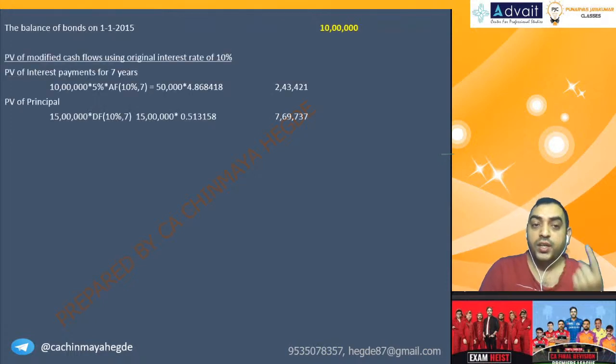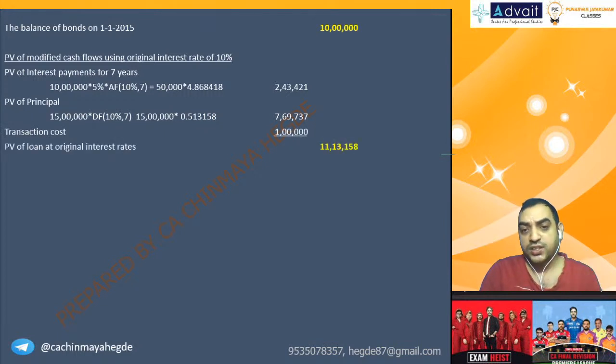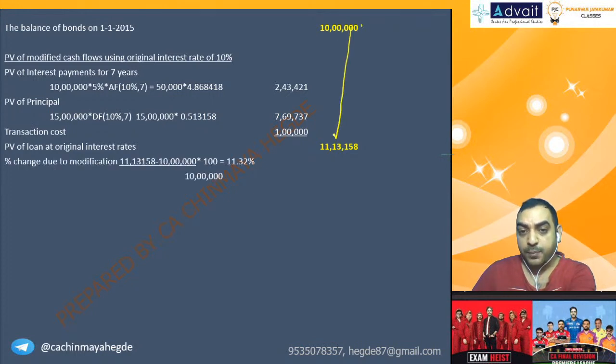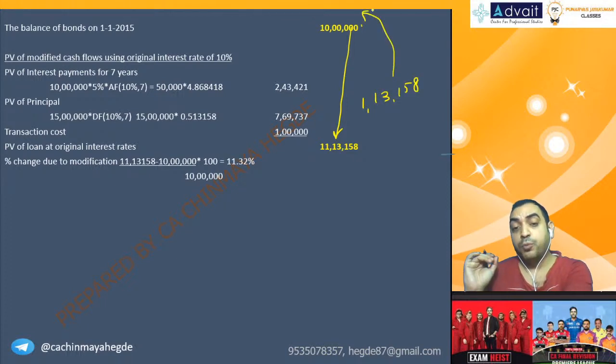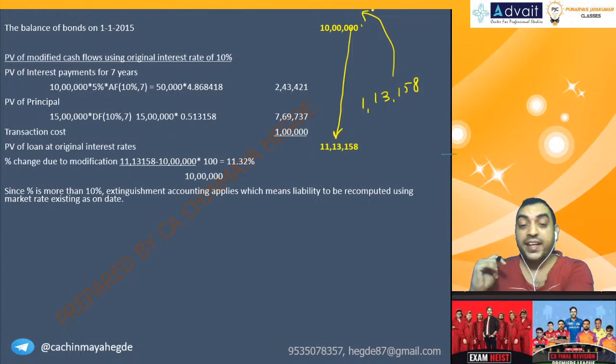So you take not only interest payment and principal payment, you also take the transaction cost. That is the new amount, but discounted at the old rate, 11 lakh 13. So 10 lakh to 11 lakh 13, if I compare, the difference is 1 lakh 13,158, and divide by 10 lakh, it is 11.32%, more than 10%. Therefore extinguishment accounting applies.